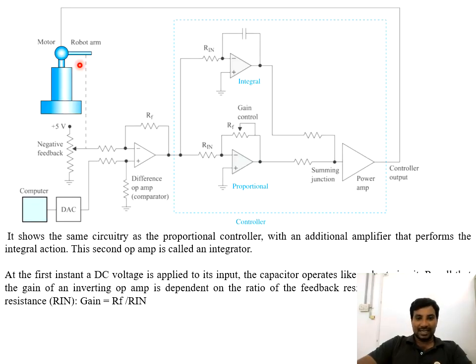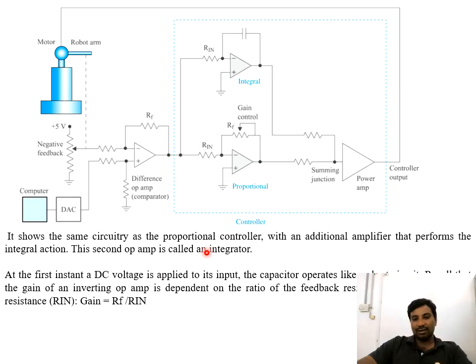There is a figure here. In this figure, you can see the same circuitry that we used for the proportional controller, with an additional amplifier that performs the integral action. The second op-amp is called the integrator here. At first instant, a DC voltage is applied to its input, and the capacitor starts to operate like a short circuit. Recalling that the gain of the inverting op-amp depends on the ratio of the feedback resistance to the input resistance.